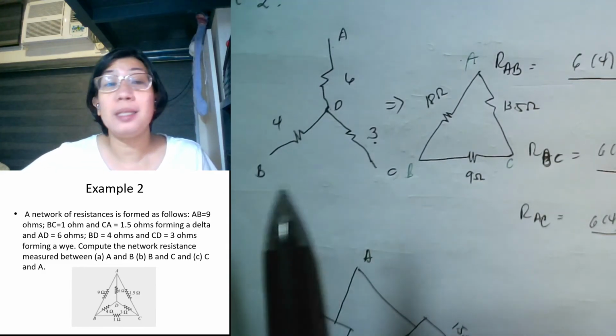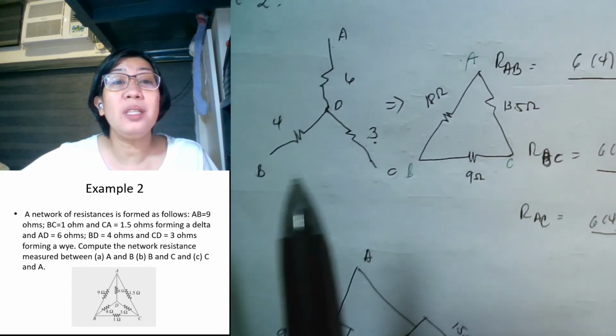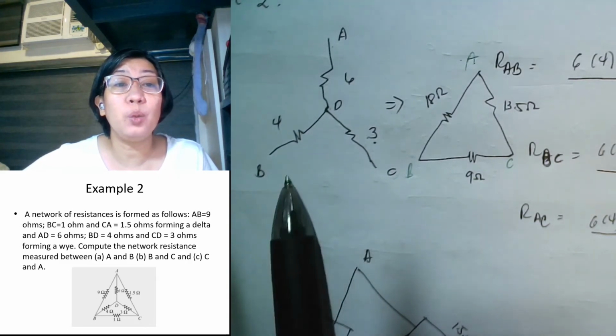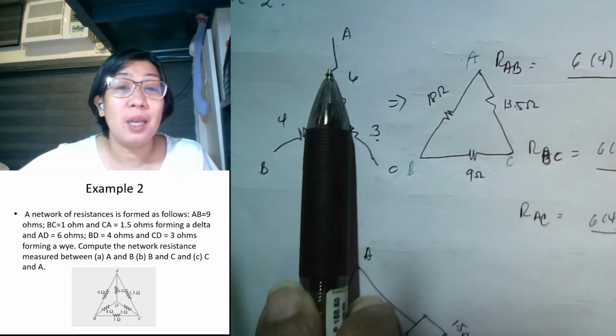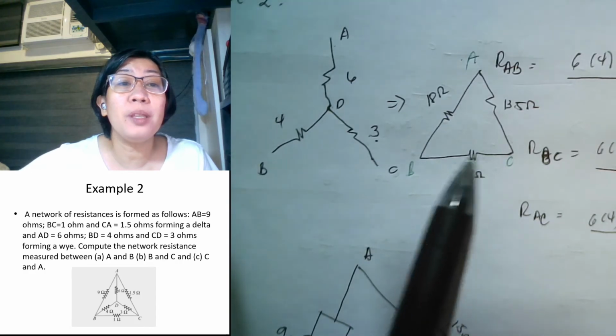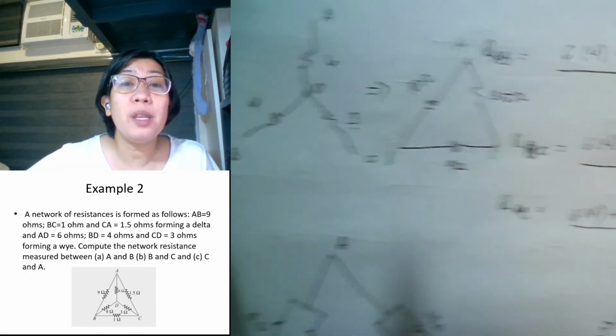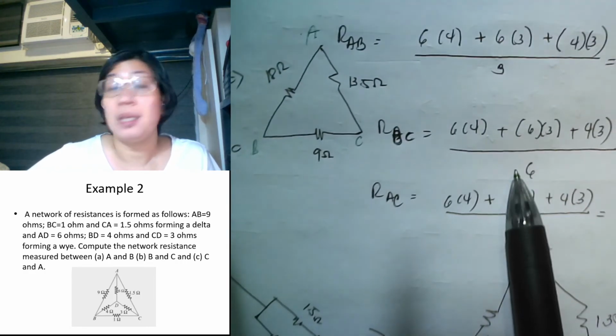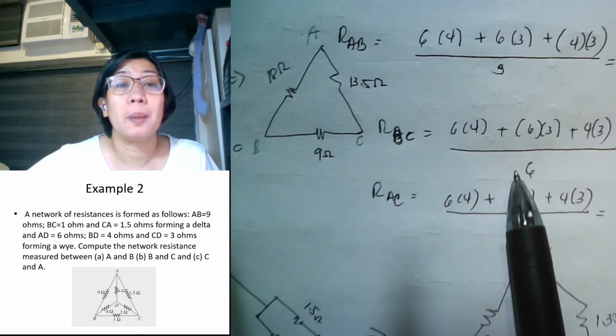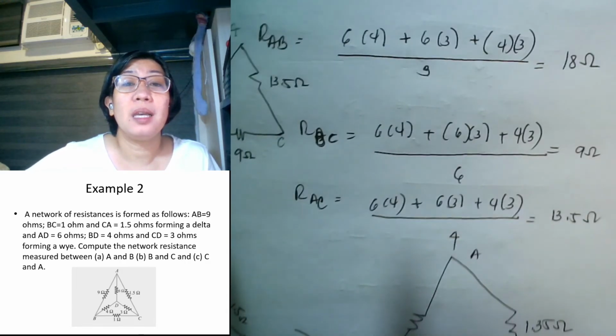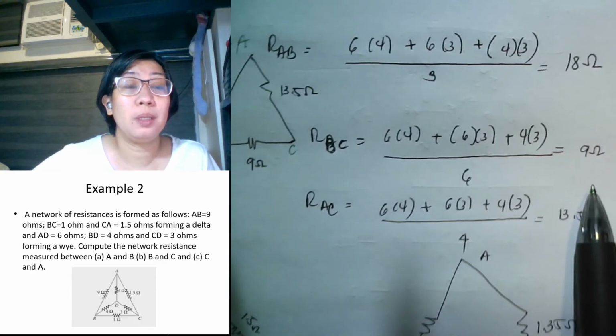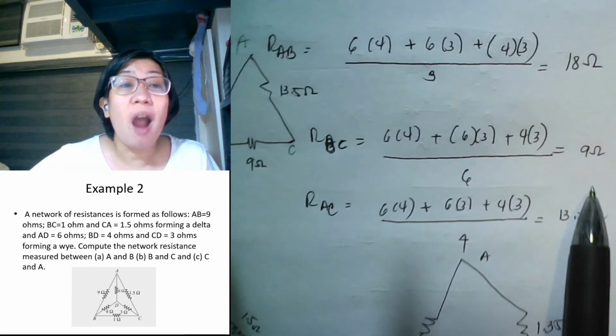This is B and C. Okay, so which is not connected or opposite to B and C? It is 6. So therefore, if we wanted to solve for this RBC here, our denominator is 6, giving us 9 ohms.